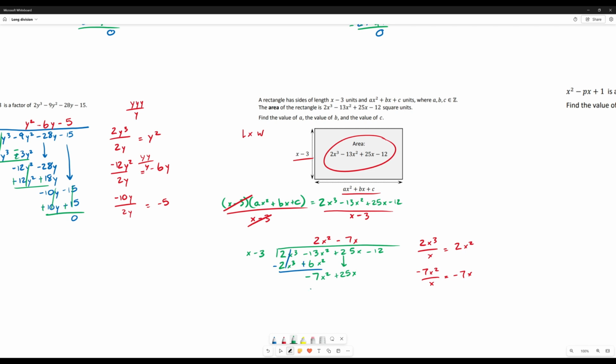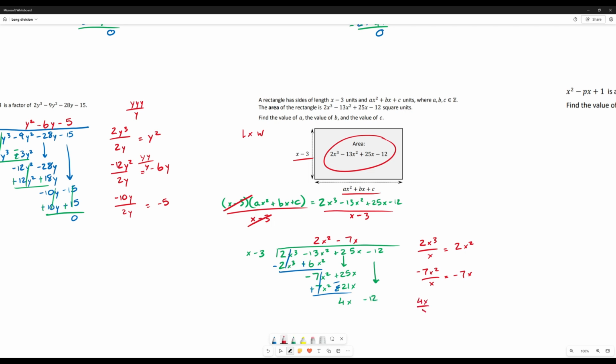Minus 7x by x is minus 7x squared. Minus 7x by minus 3 is plus 21x. Draw a line, change the signs. Cancel them, guys. 25x minus 21 is 4x. Bring down the minus 12. As soon as you bring stuff down, you start it again.